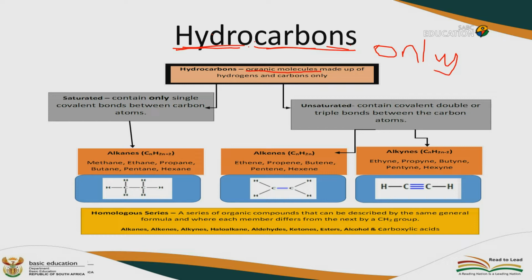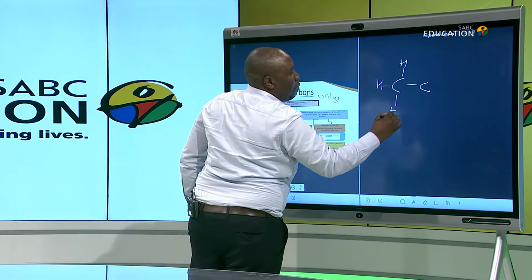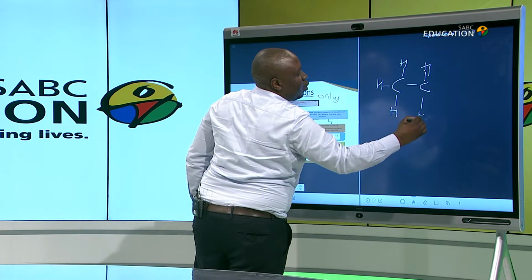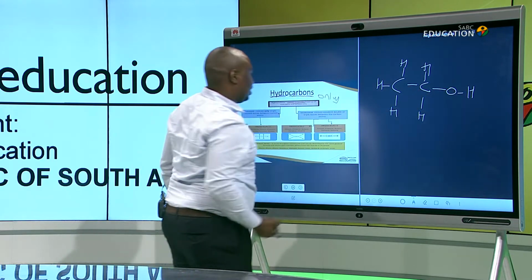So you can't omit one of those 3. If in the definition, for example in the exam, you write organic molecules made up of hydrogens and carbons, you won't be awarded the mark because you omitted only. You must indicate only, because if I write a structure like this one, an organic molecule with OH, for example, I'm just giving an example.